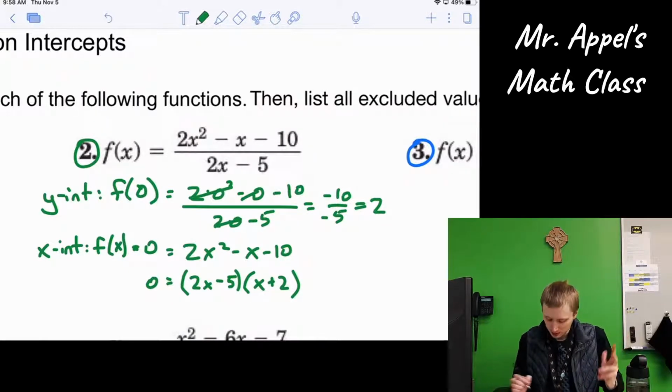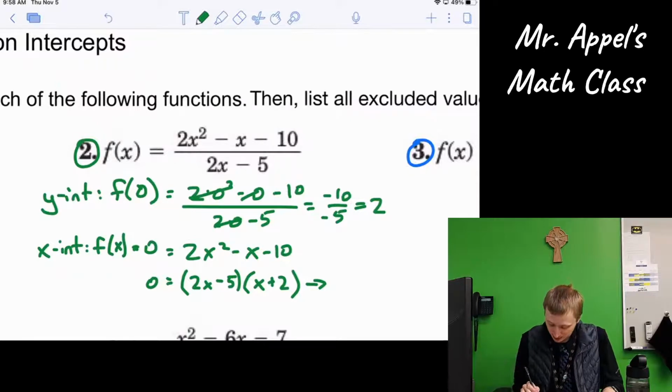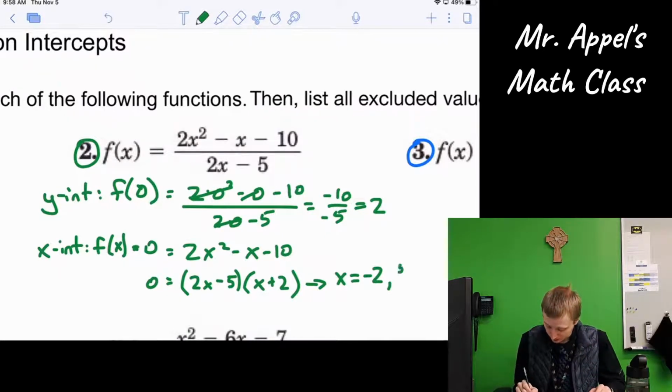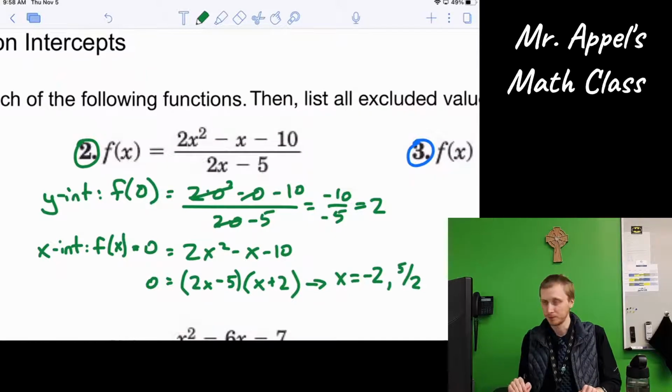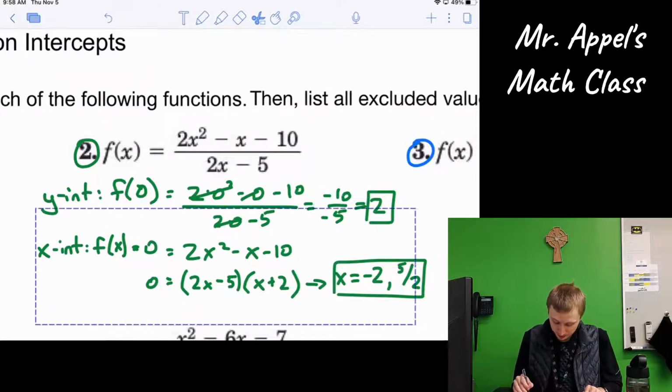ZPP tells us from here, set either factor equal to 0 and solve for x. So x is equal to either negative 2 or add 5 and divide by 2, 5 halves, right? So here's my y-intercept. Here's my x-intercepts.